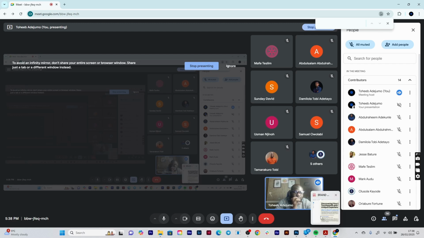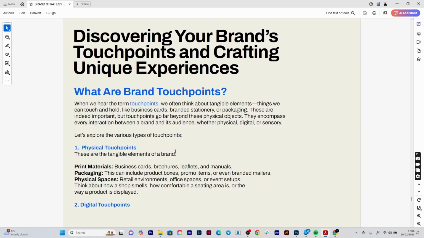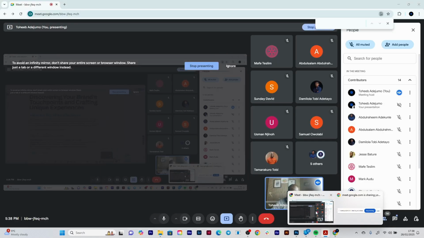So as a designer, as a brand owner, you want to understand the different type of what? Touch points that we have. We have the physical touch points. When you talk about physical touch points, these are the tangible elements of a brand, such as printing materials, packaging. These are things you can see, including the physical space of the shop. How do they build their shop? When you enter, what are the first things you are going to see? Why are those things there? How does their office space look like? What's the color that they use to paint it? These are part of the touch point.